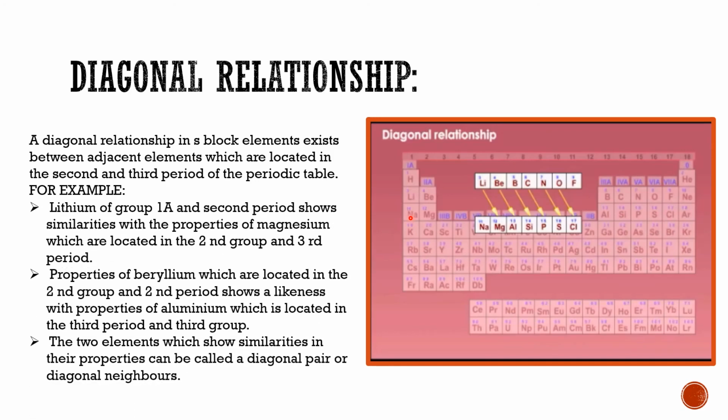For example, lithium of group 1A and magnesium of group 2A have a diagonal relationship, okay? And then the properties of beryllium and the properties of aluminium are the same. The two elements which show similarities in their properties can be called a diagonal pair or diagonal neighbors.